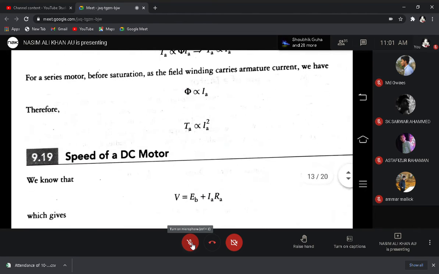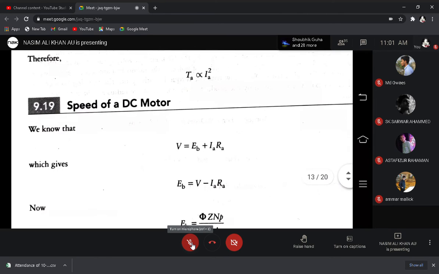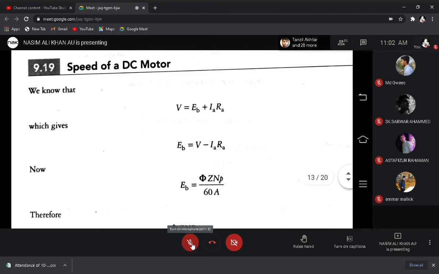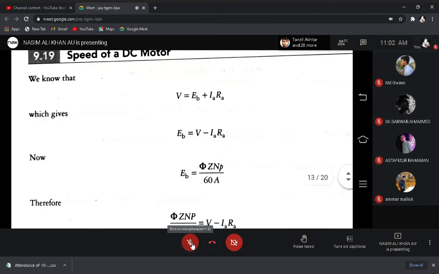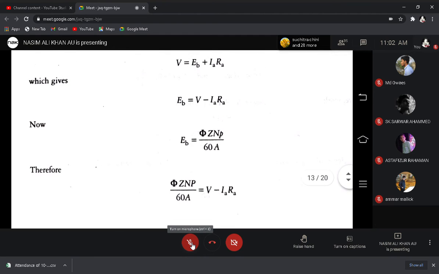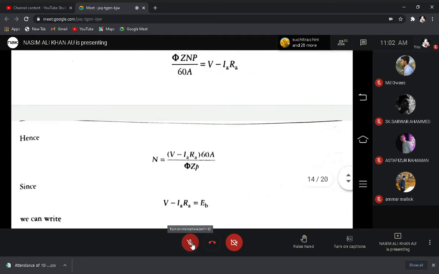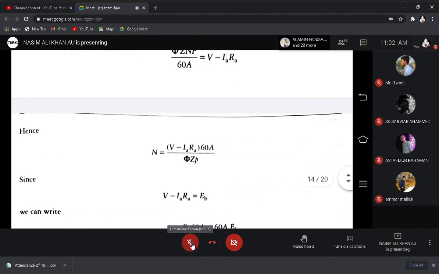Now the speed of a DC motor. We have already written V equals Eb plus Ia Ra, and in reverse, Eb equals V minus Ia Ra. We also know Eb equals P phi N Z by 60A. Equating these two expressions for Eb, we get N equals V minus Ia Ra into 60A by phi Z P, where V minus Ia Ra equals Eb.